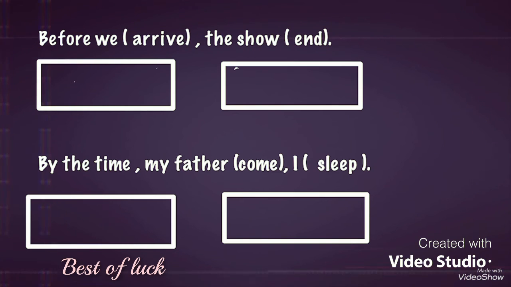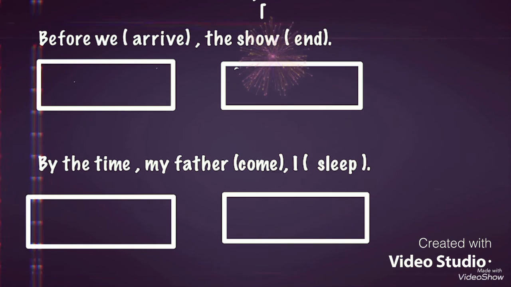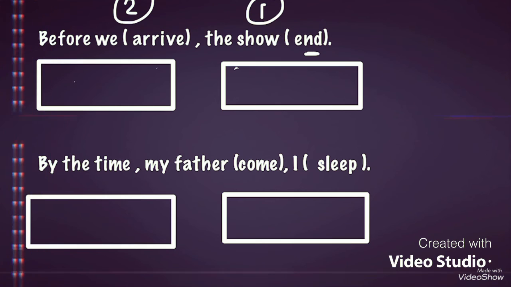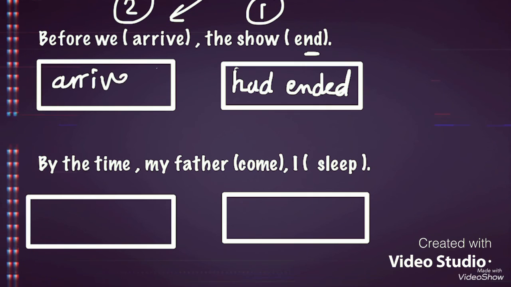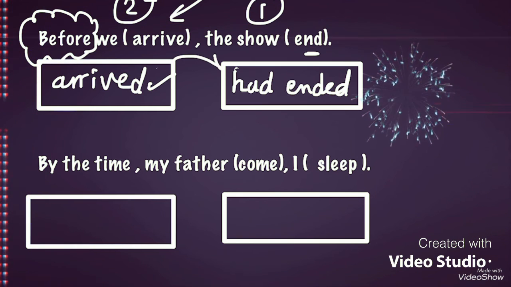First, you should decide which verb happened first, or which action happened first. So the first action is the show ended. And then we arrived and we didn't see the show. So the first action will be put in had plus PP: had ended. And the second action will be put in the past, so it will be arrived. So here, before is followed by the second action, which is put in the past. So before is followed by past and then had plus PP.